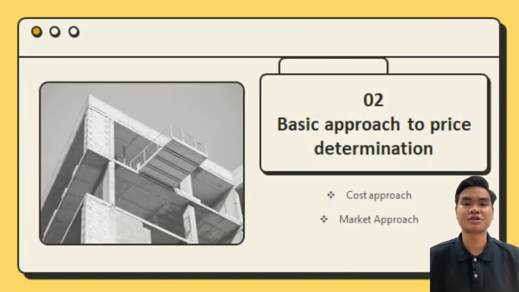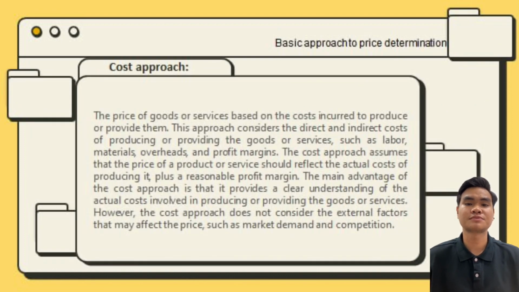Basic approach to price determination is divided into two types, which are cost approach and market approach. First, cost approach. The price of the goods or service is based on the cost incurred to produce or provide them. This approach considers the direct and indirect cost of producing or providing the goods or service, such as labor, materials, overhead, and profit margins. The cost approach assumes that the price of a product or service should reflect the actual cost of producing it, plus a reasonable profit margin. The main advantage of the cost approach is that it provides a clear understanding of the actual cost involved in producing or providing the goods or service.